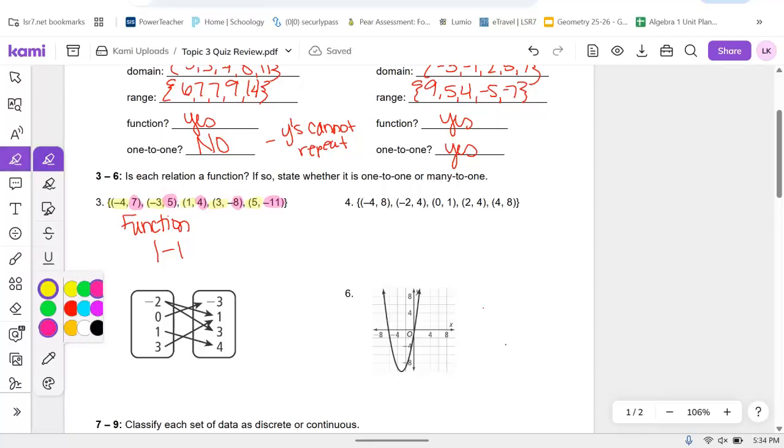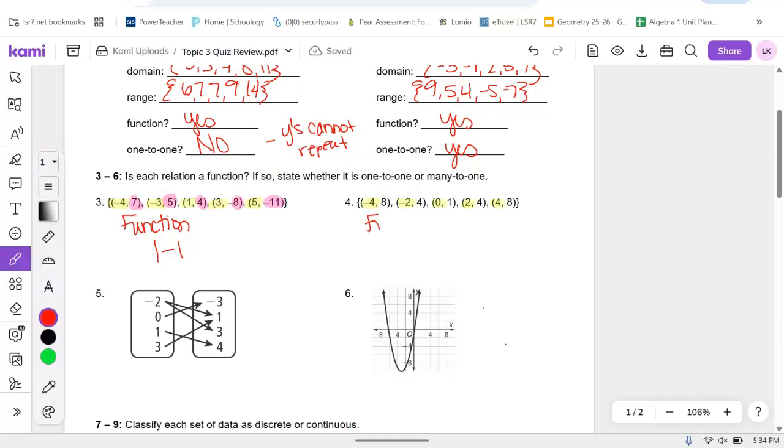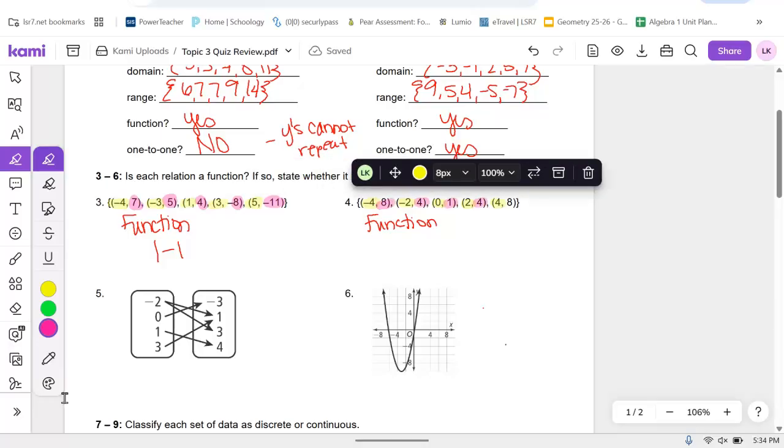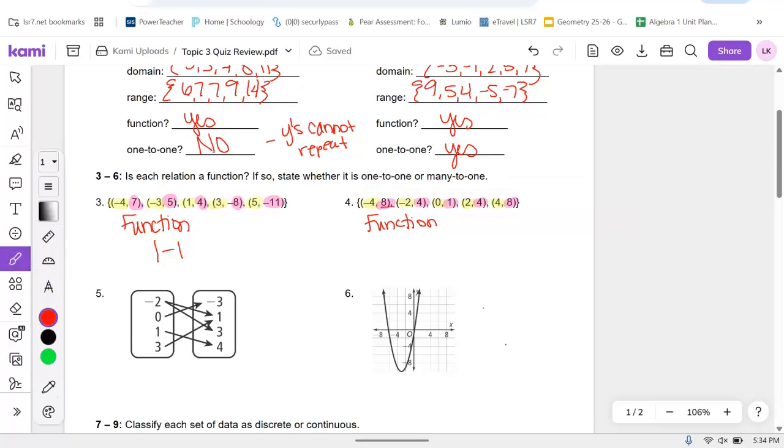Number 4, let's look at our x's. -4, -2, 0, 2, 4. No repeating number, so it's a function. So if we look at our y's, 8, 4, 1, 4, and 8. As you can see, my 8's repeat and my 4's repeat. So that means it's not one-to-one, so it'd be many-to-one.